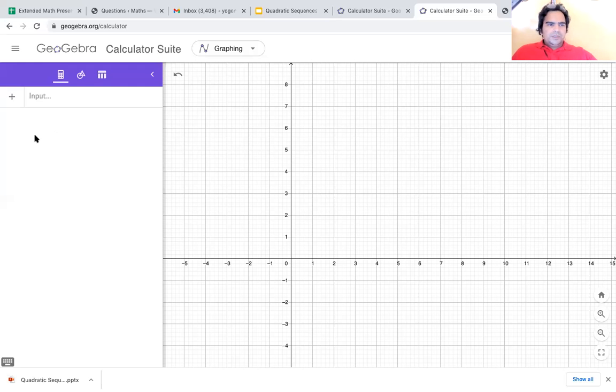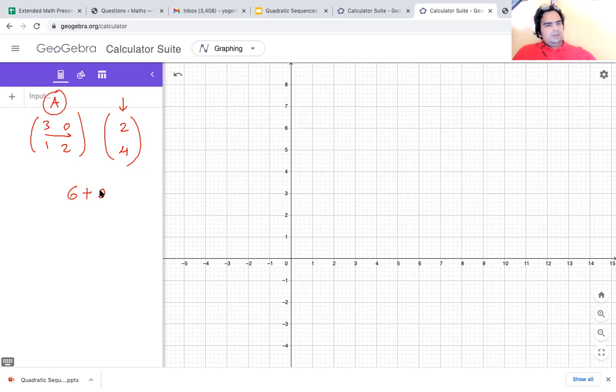Now, if I consider a matrix, let's say [3, 0; 1, 2], and I multiply it with any other vector, let's say [2, 4]. This is the matrix here, and this is the vector. If I multiply this, I get 3 times 2, which is 6, and 0 times 4, which is 0. And 1 times 2 is 2, and 2 times 4 is 8. So what we get is 6 and 10.